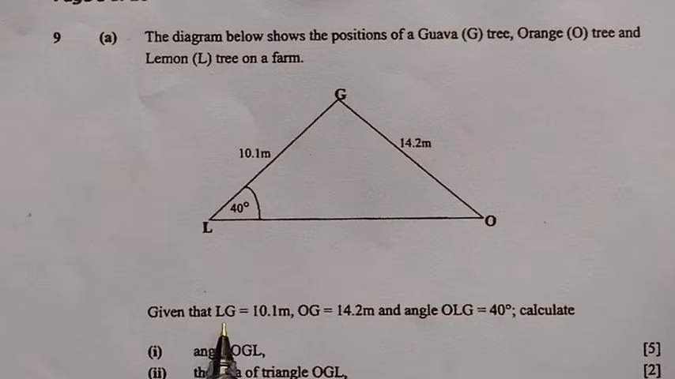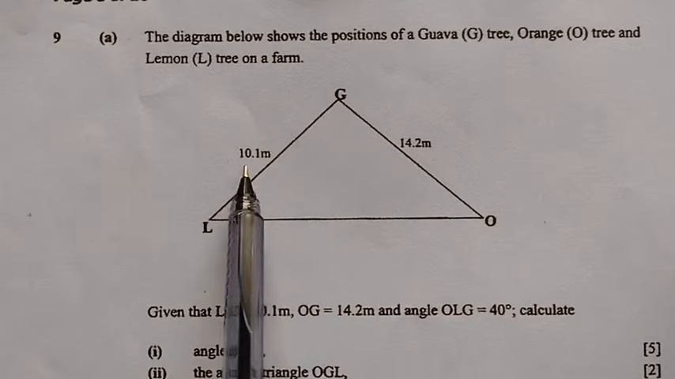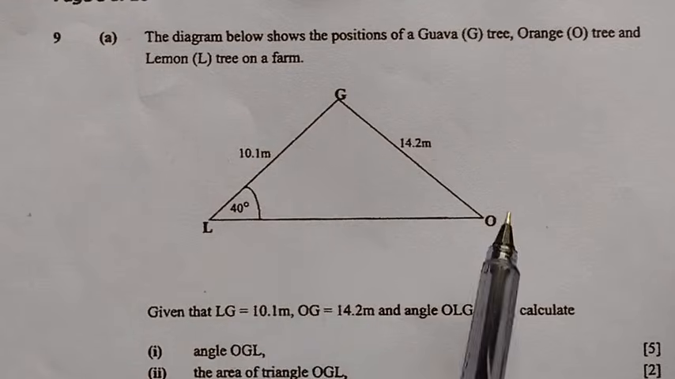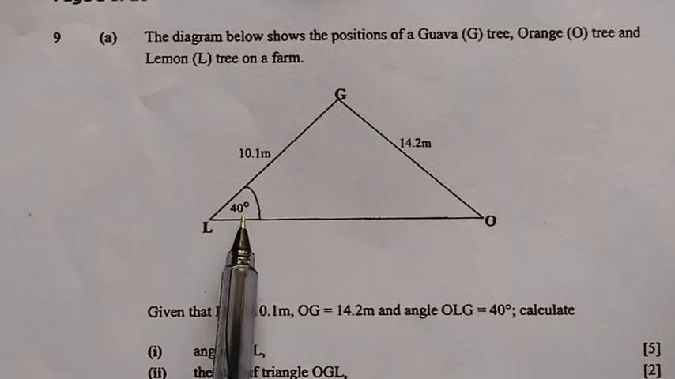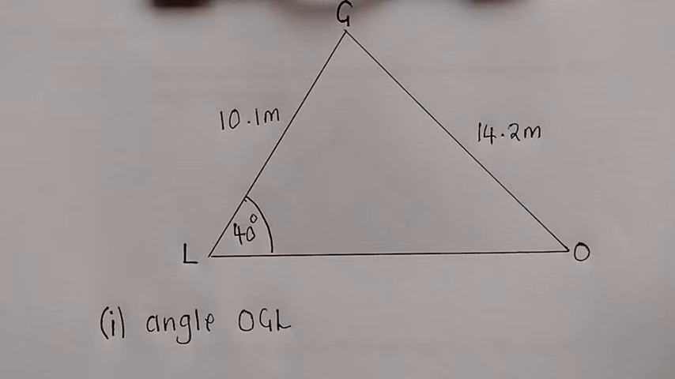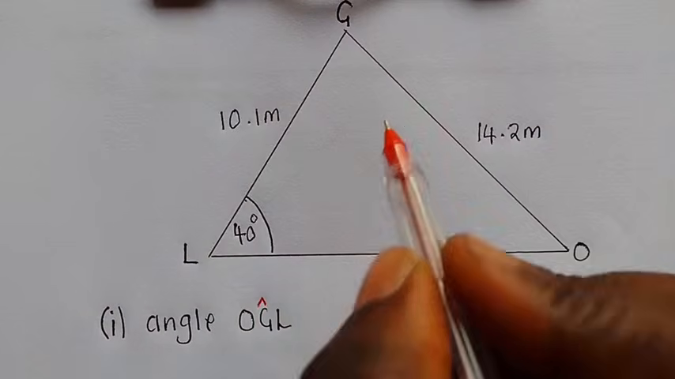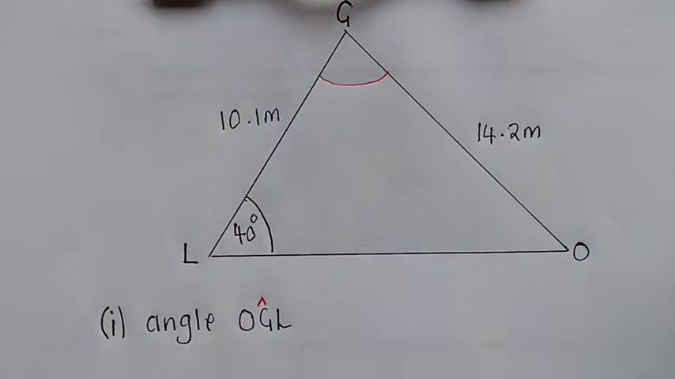Given that LG is 10.1 and the distance of OG is 14.2 meters, then we have an angle at L. Calculate angle OGL. So they want us to find the value of an angle. Let's see how we can find it. They want us to find angle OGL, meaning the angle at G. So the angle at G, this is the angle they are talking about.